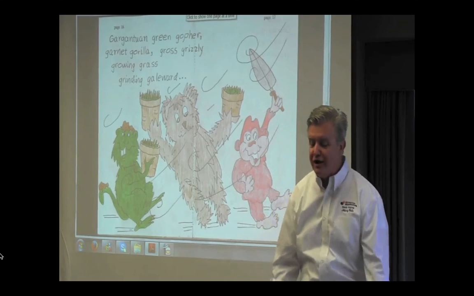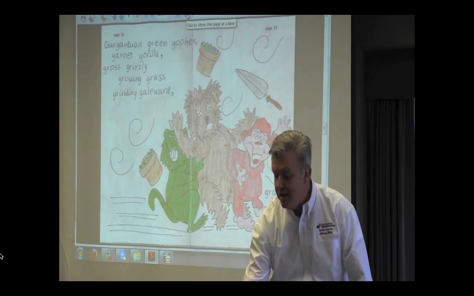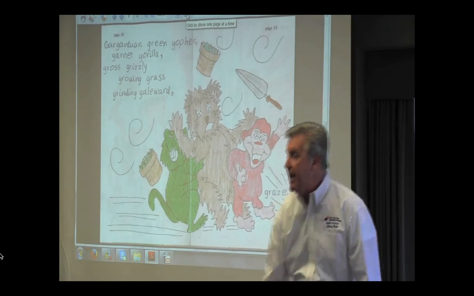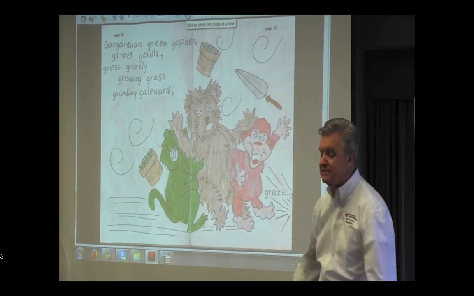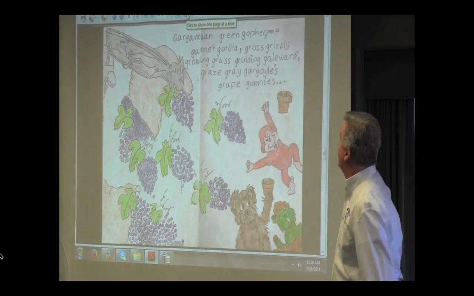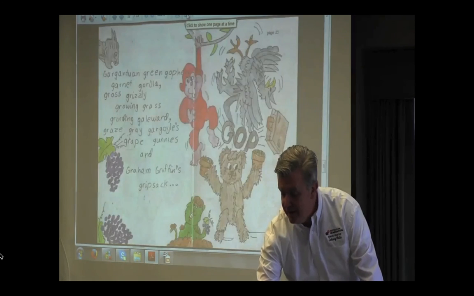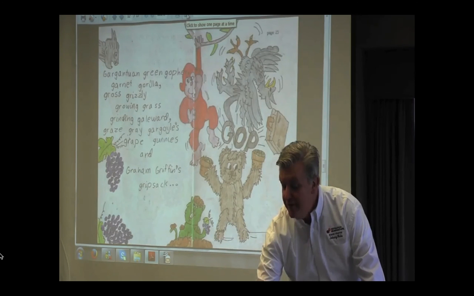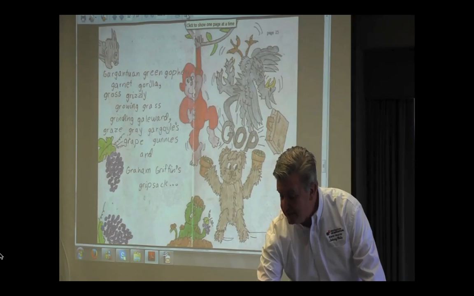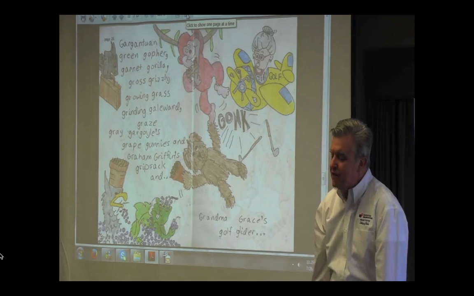Gargantuan green gopher, garnet gorilla, gross grizzly, growing grass, grinding galeward. And when they grind galeward, they graze green. There's the onomatopoeia. They graze gray gargoyles, grape gunnies, and Graham Griffin's gripsack. And there's another onomatopoeia that starts with a G. And Grandma Grace's golf glider.